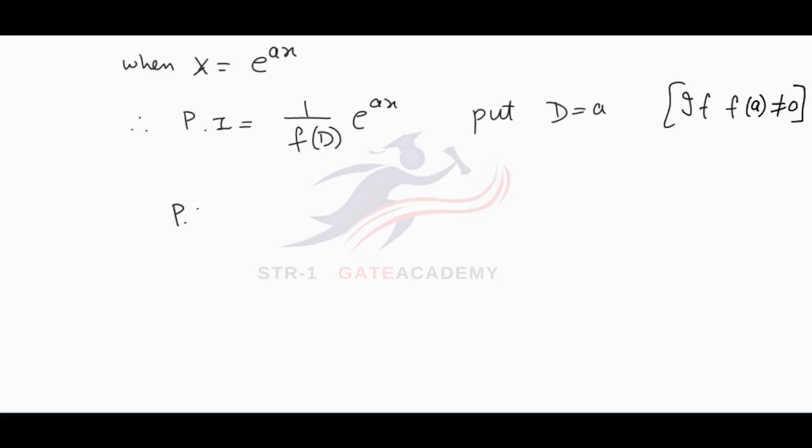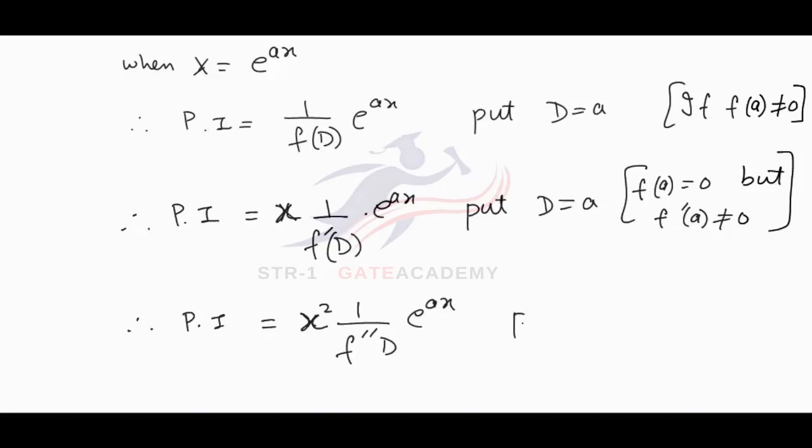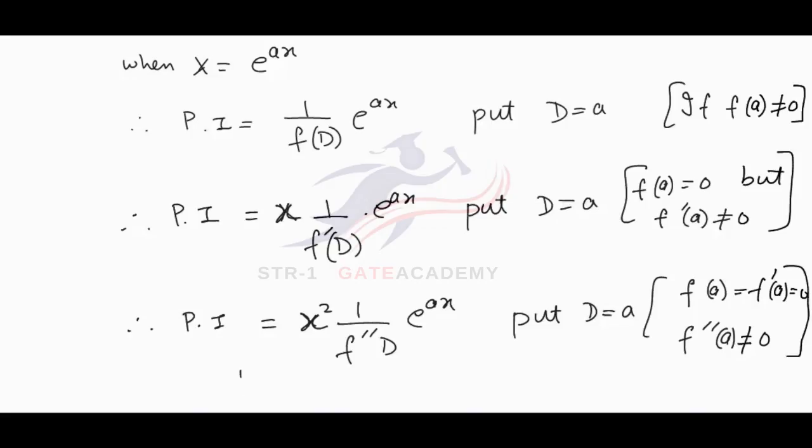But if f of a is equal to 0, then the particular integral will become x into 1 upon f dash of D into e raised to ax. Put D equal to a. This is the condition where f of a is equal to 0, but f dash of a is not equal to 0. Still, if f dash a is also equal to 0, then the particular integral will become x square upon 1 upon f double dash of D e raised to ax, and put D equal to a. Here f of a equal to f dash of a equal to 0, and f double dash of a is not equal to 0. And you can go on further also. Clear?